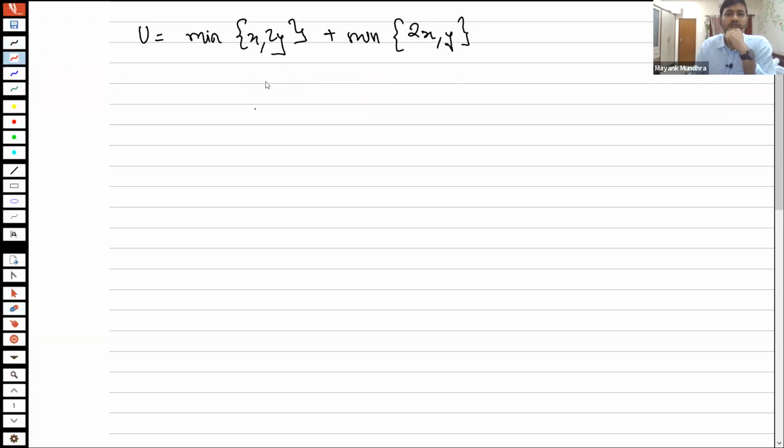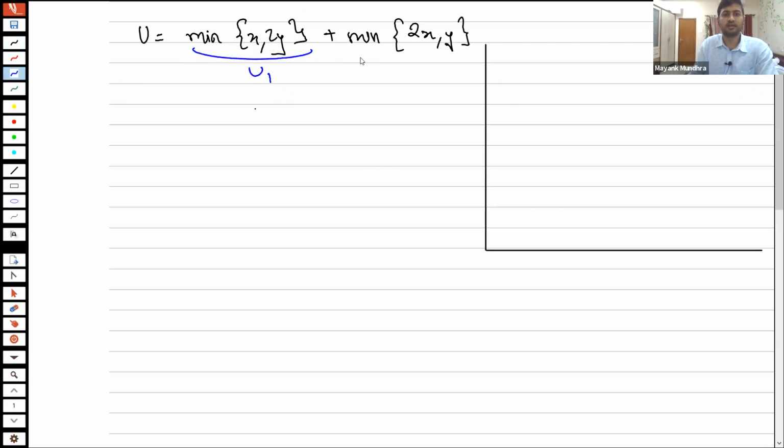So I want to solve this utility problem. Now, as you can see, these are min functions. So let me call this u1 and this u2. So we just have u equals u1 plus u2. All right. Let me represent this with different colors. Now what is u1? u1 is min of x comma 2y.